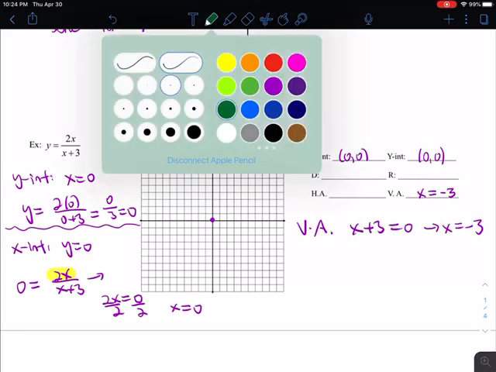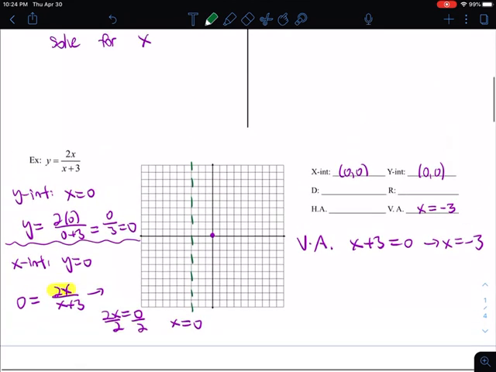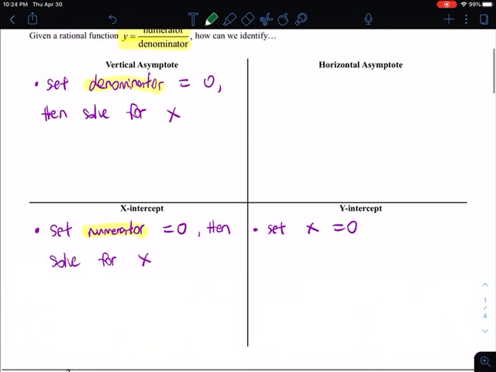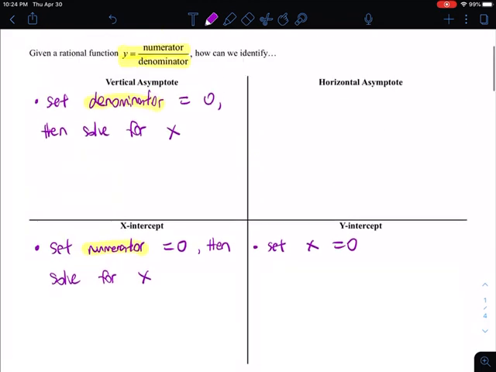So here I get x equals -3. Let's graph that. And again, let's use a different color. x equals -3. There's my vertical asymptote. And then let's also go to the horizontal asymptote. And this is actually going to be the most complicated one out of all of these.